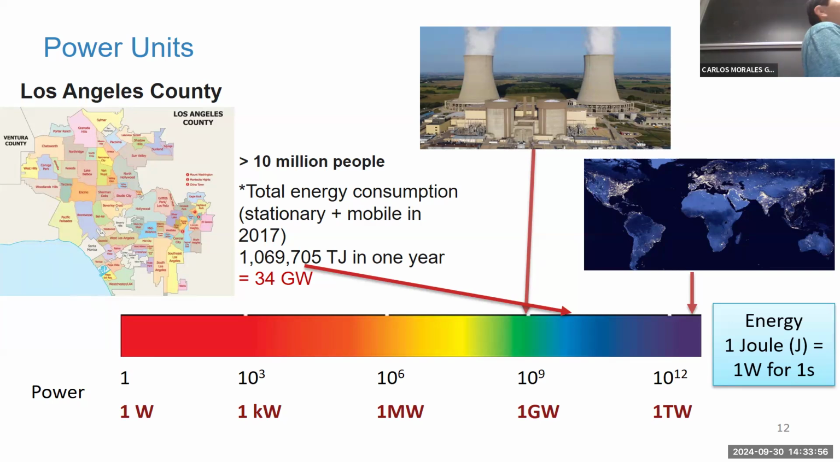All right. But this is to give you a sense of scale, so you can imagine it. LA County, 10 million people. We consume energy at a rate of around 34 gigawatts, 34 nuclear reactors. We don't consume only electricity. We consume gasoline, we consume different things.